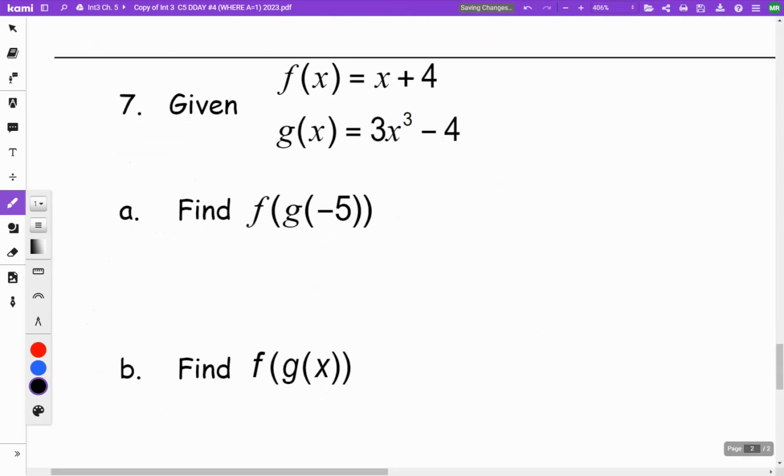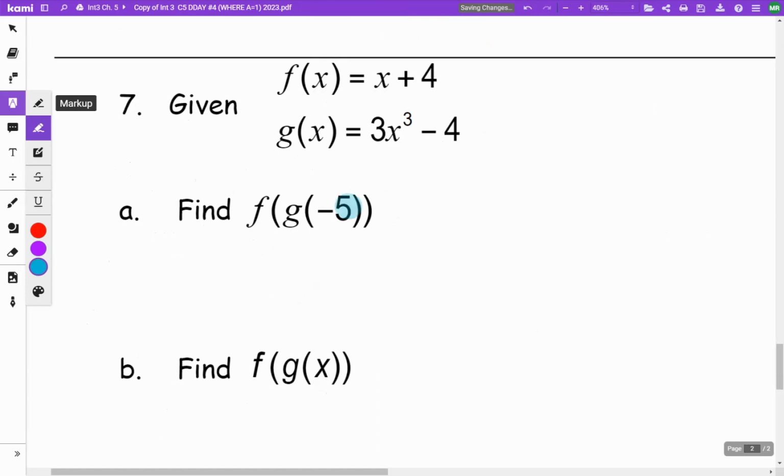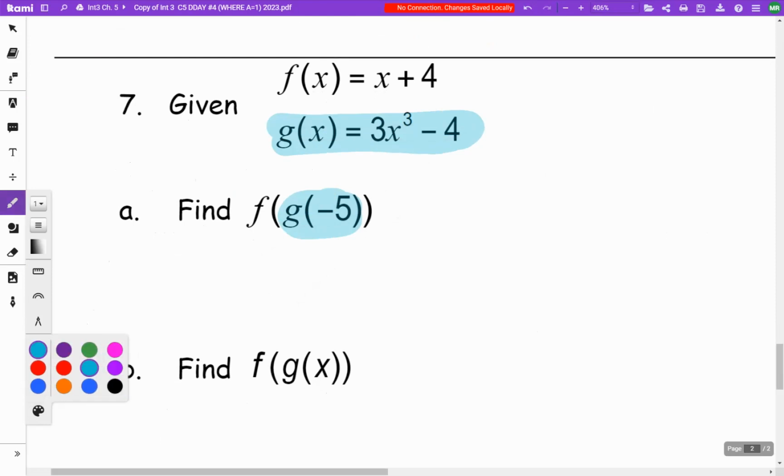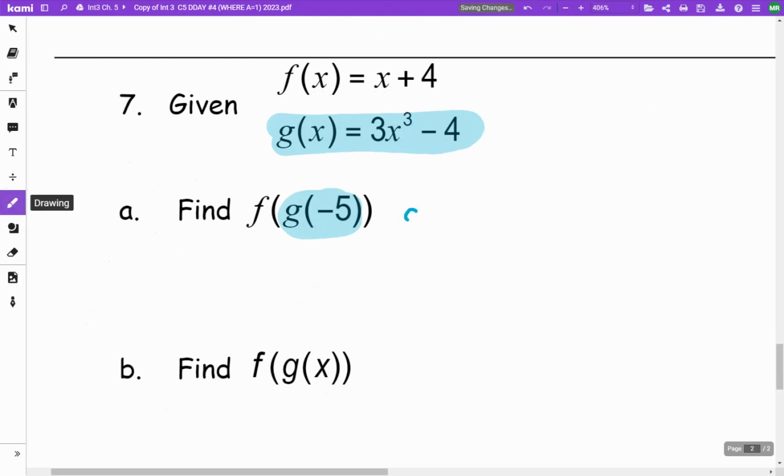On number 7, we're going to do composition of functions. We always start from the inside out. So first I'm going to do g of -5. So I'm going to be using this equation. So I am going to find g of -5, which means I'm going to go 3 times -5 to the third minus 4.